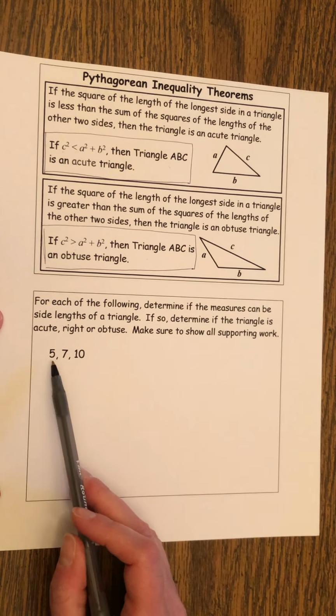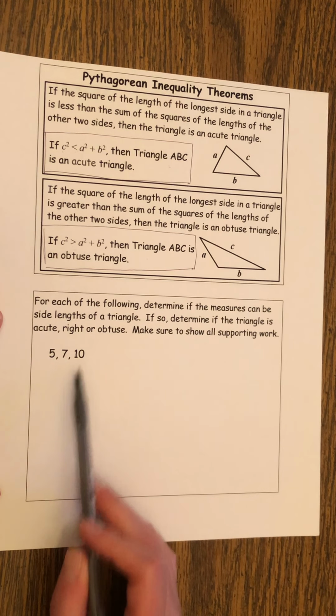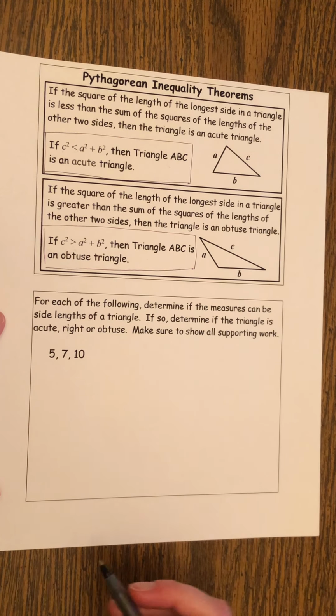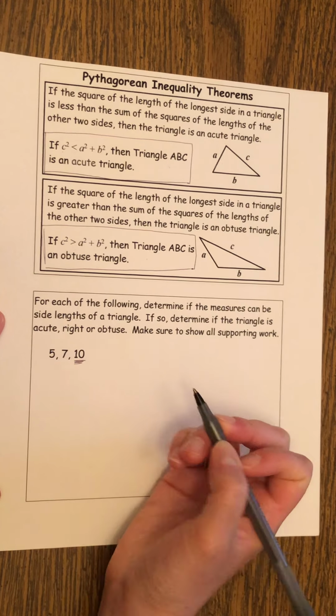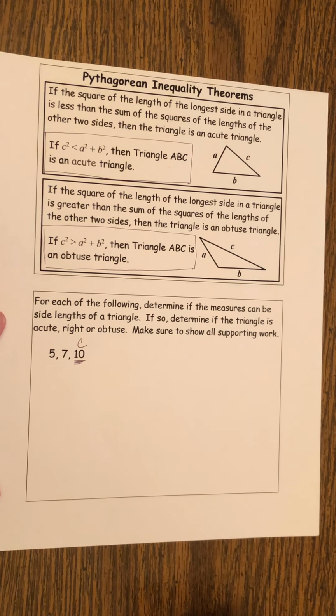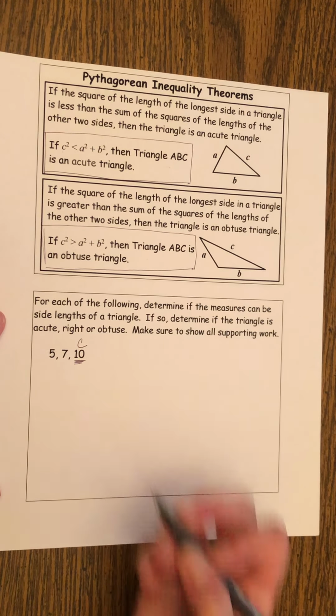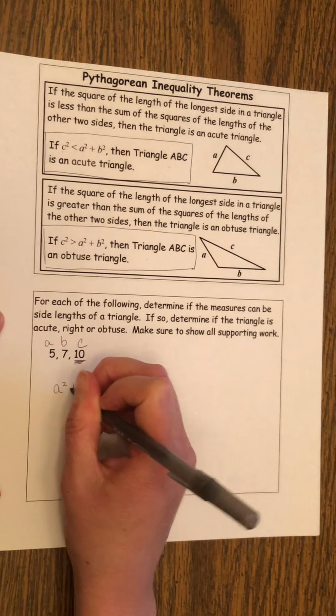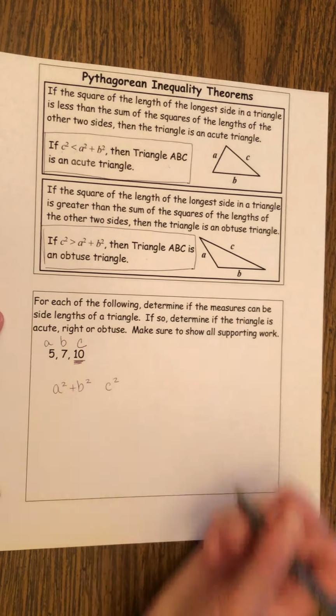I'm going to take these three numbers, 5, 7, and 10, and decide what type of triangle I have. When you're determining the type of triangle, you always want to pick the largest number and make that the c value. The other two, in no particular order, are going to be a and b. And then I'm going to fill in the Pythagorean theorem. But I'm going to leave a space here.